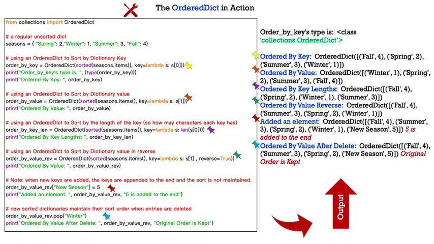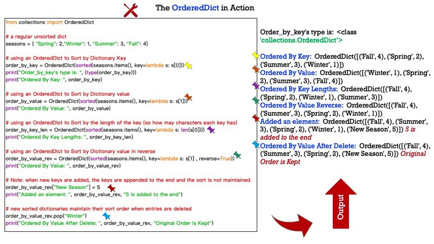Note, when new keys are added, the keys are appended to the end and the sort is not maintained. So it's not like it takes it in and then automatically reshuffles. So we'll see that in the example with the red thumbtack. So we add new season to ordered_by_value_rev equals 5.